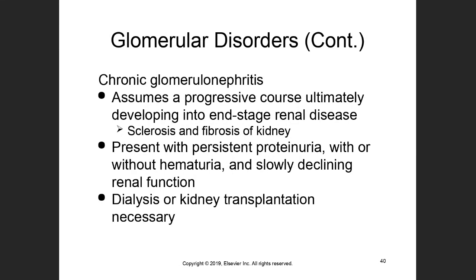Chronic glomerulonephritis assumes a progressive course, ultimately developing into end-stage renal disease, with sclerosis and fibrosis of the kidney. Patients present with persistent proteinuria, with or without hematuria, and a slow decline in renal function. Dialysis or kidney transplant is necessary.